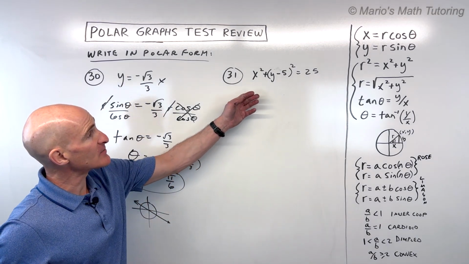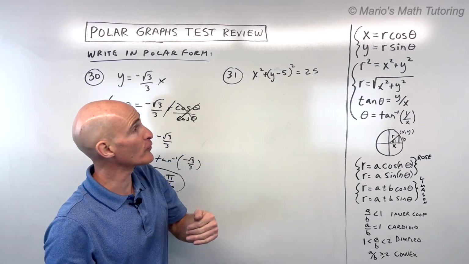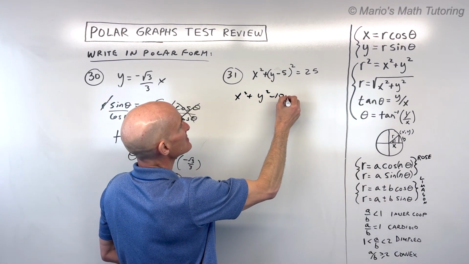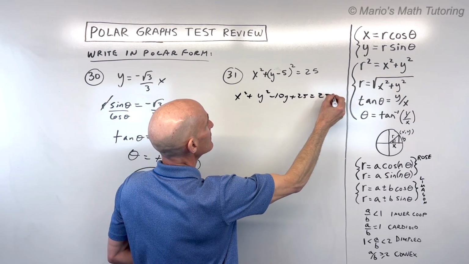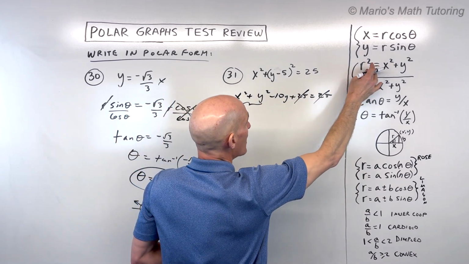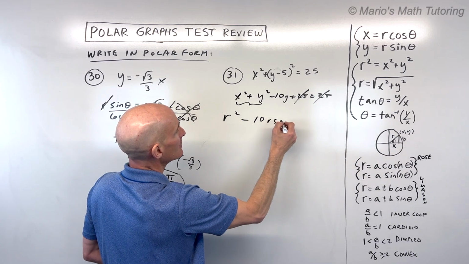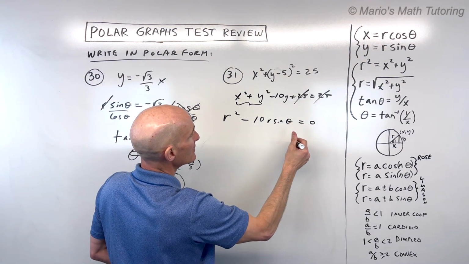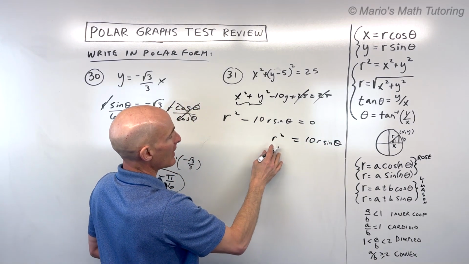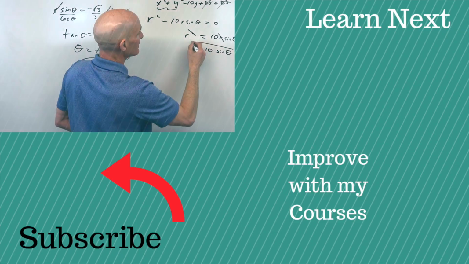Now for number 31, the last problem, we want to go from this equation of a circle in rectangular form to polar form. I'm going to FOIL this out and just write this as y squared minus 10y plus 25. Subtract 25 from both sides. X squared plus y squared we know is equal to r squared. We had a problem similar to this earlier. Y is equal to r sine theta. Let's go ahead and add this term to the other side, so that equals 10r sine theta. And if we divide both sides by r, we get r equals 10 sine theta.